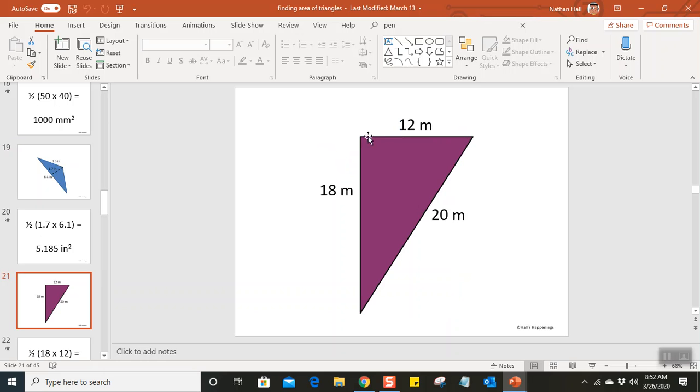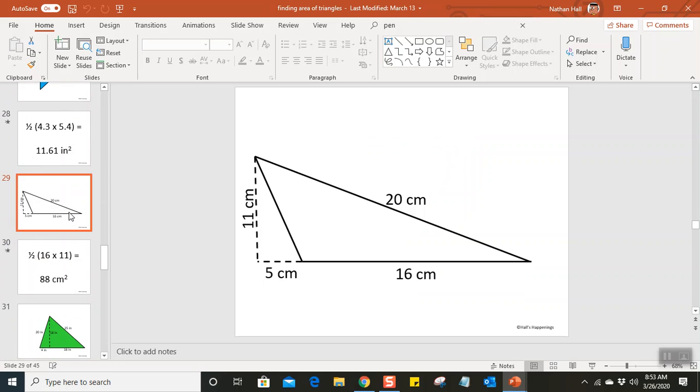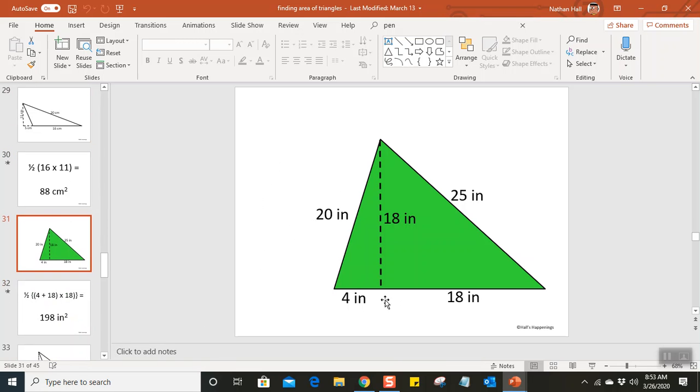Okay, this one's upside down, but this one and this one are perpendicular to each other. 12 times 18, divide it in half. Sometimes the height line might be drawn outside. This is an obtuse triangle, so it's drawn outside. So 11 and 16. We don't need this little 5. I don't care about that measurement. Doesn't matter. 11 and 16. This one, look, I have to add the two parts to get the entire base. So I'm going to add the 4 and the 18, then times it by the 18, and then divide it in half. I don't care about the 20 and the 25.